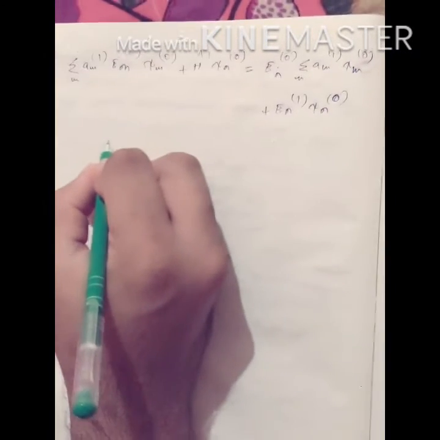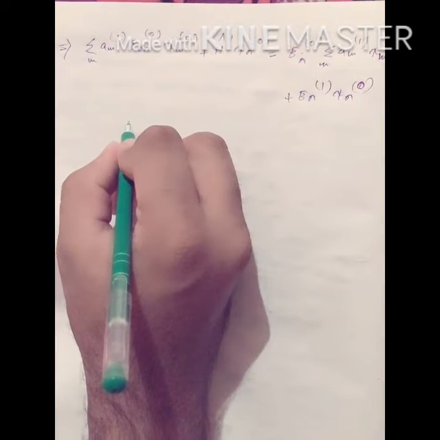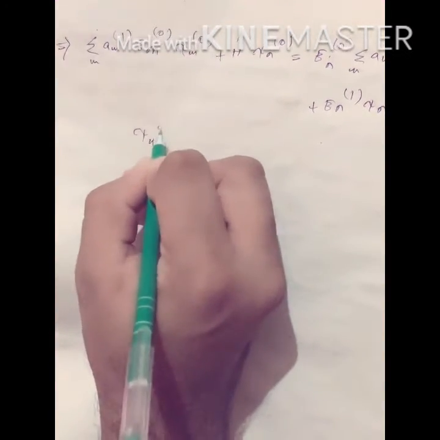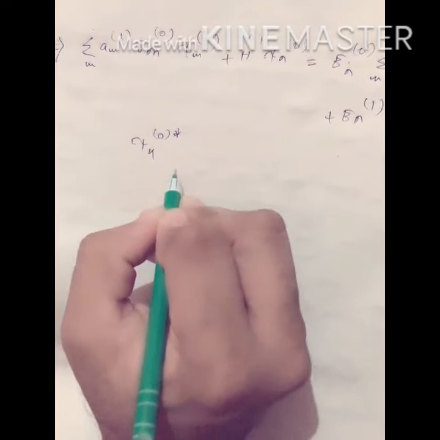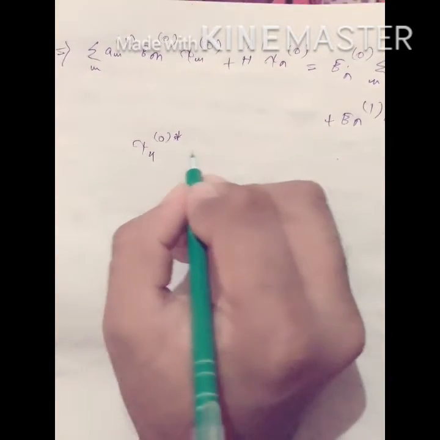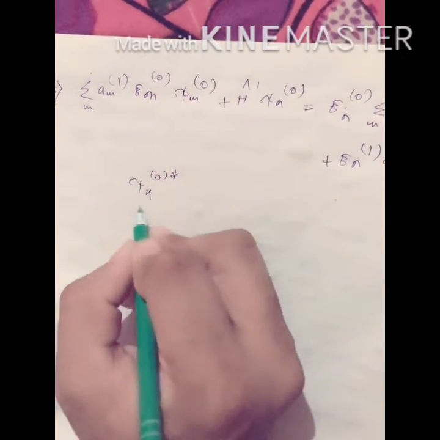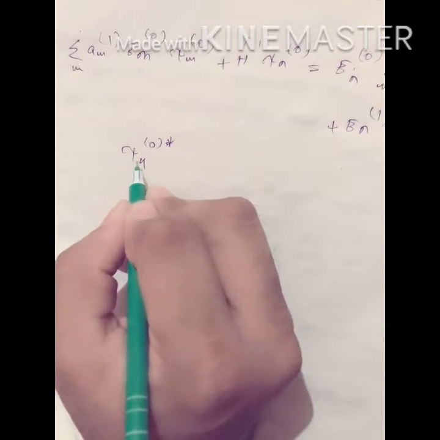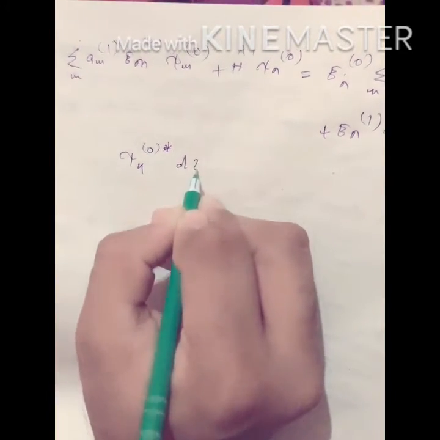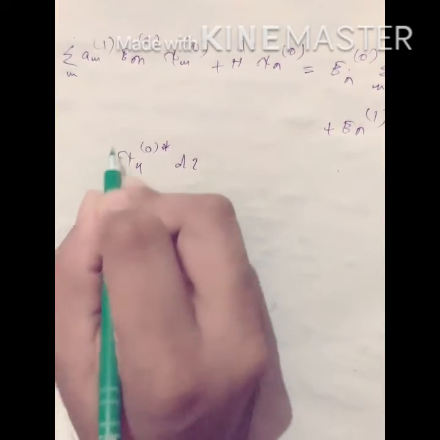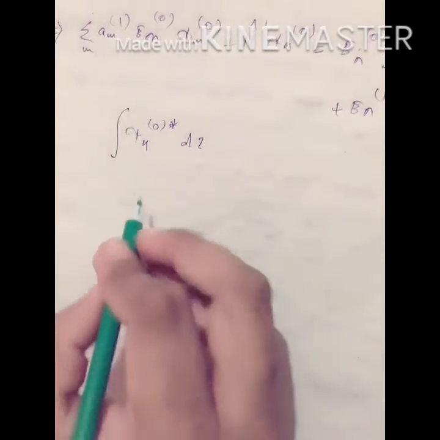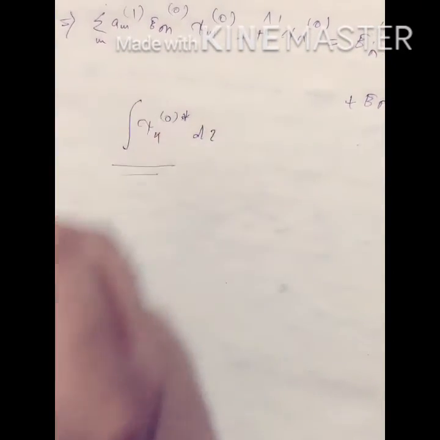So we can integrate. Now it is time for integration. Okay, so we can multiply by psi k0, this is the complex conjugate of the ground state wave function, and integrate over the space tau. Okay, so let us do it in the next step.